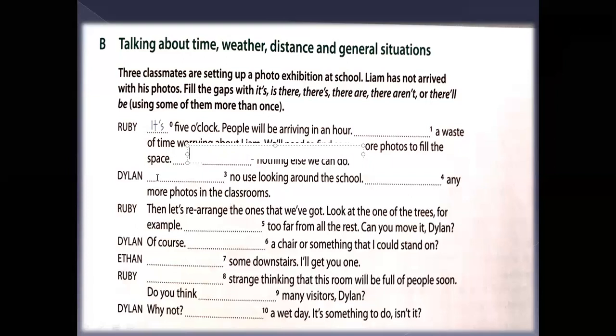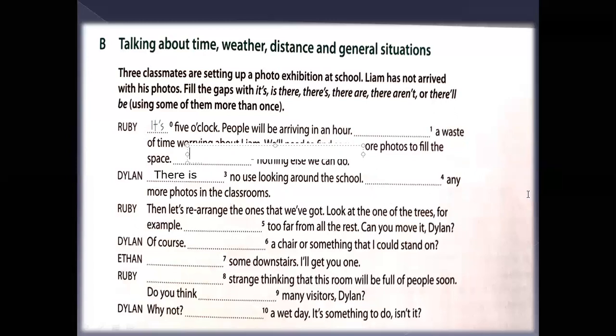So number 3, Fatima: there's no use looking around the school. Number 4, Sophie? Can it be "there will be no use"? It depends on your situation. If you're really talking about the future, there could be. But in this case, we want to find something else. There's nothing else we can do, so there is no use looking around.